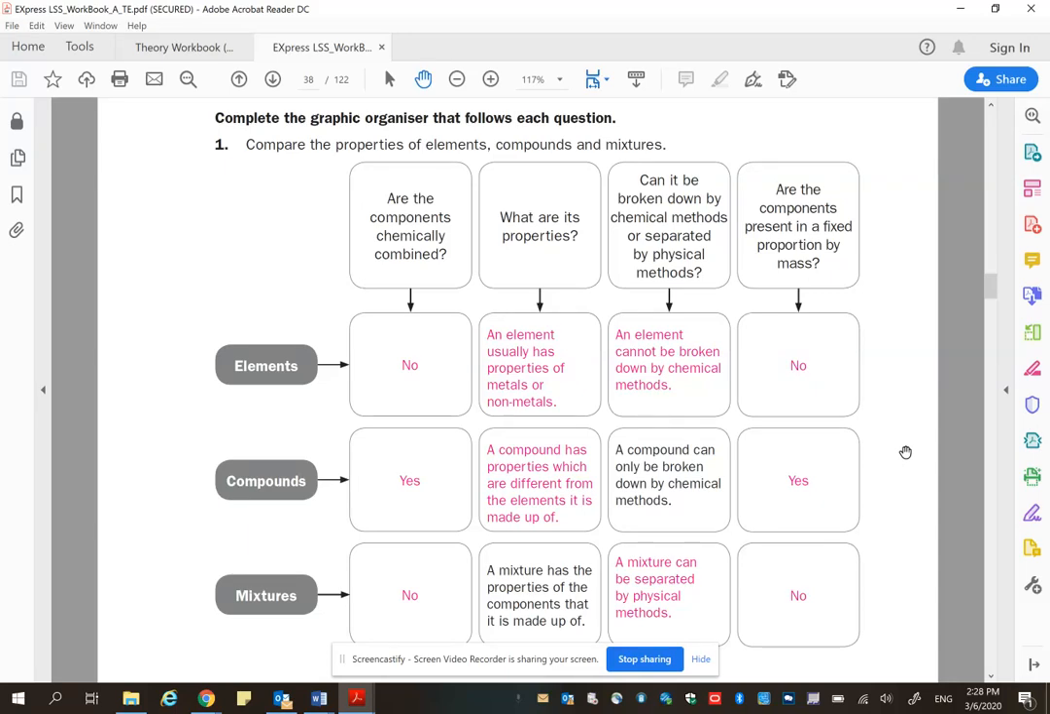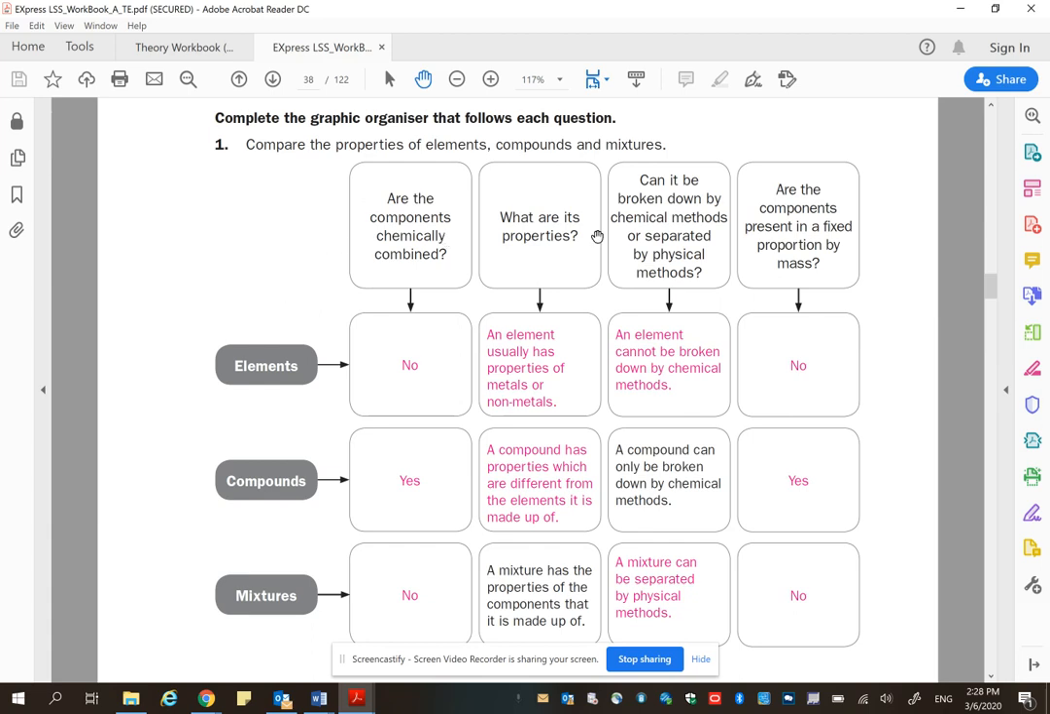Class, today's lesson, I'll be making use of this time to go through the workbook with you. On my screen here, you can see the answer to page 29 of your workbook A. So workbook A, turn to page 29.